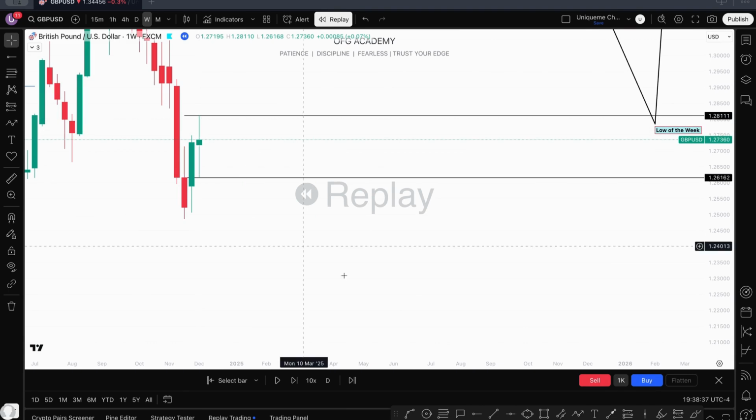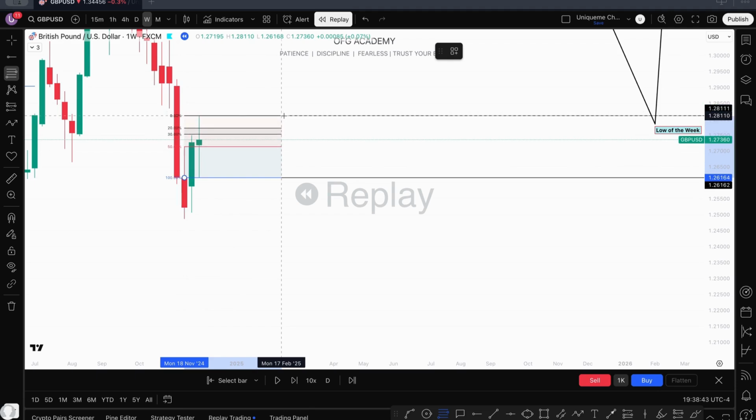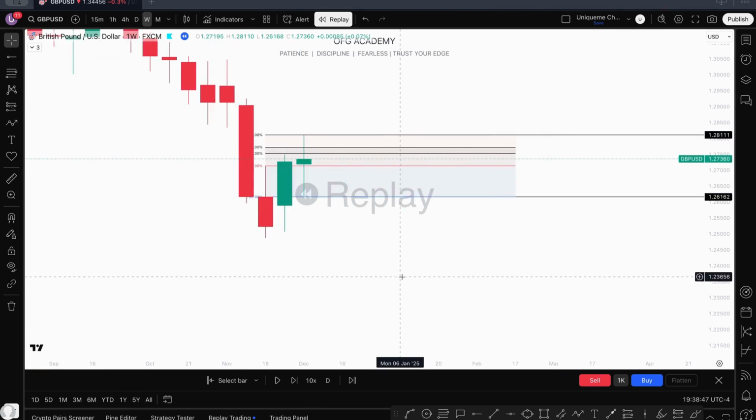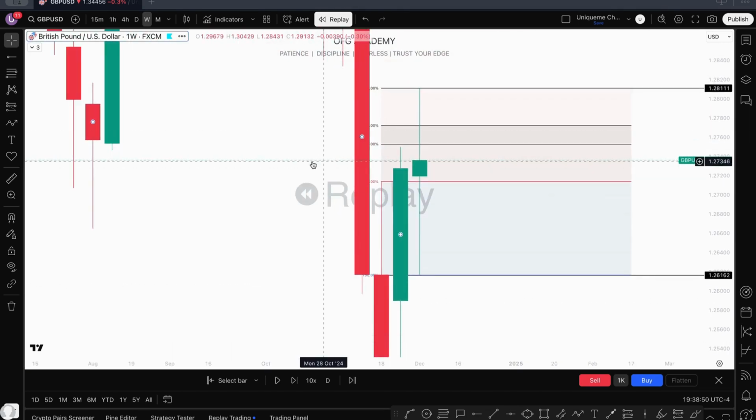Assumption, price moves up here. What will you do? A Fibonacci from this low to this high. So when price has done its full movement, let me expand so you can see it very well. I'm expecting price to take my sell from this high to 50% here.